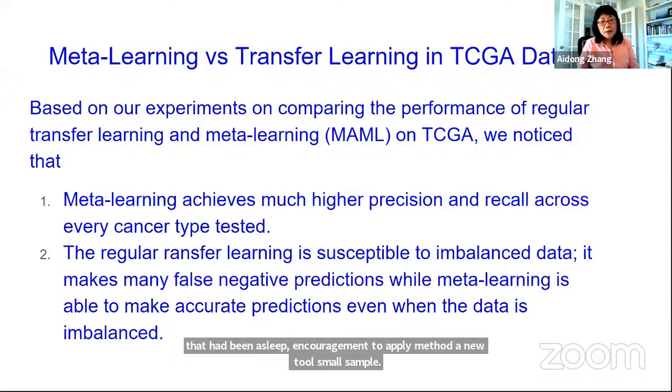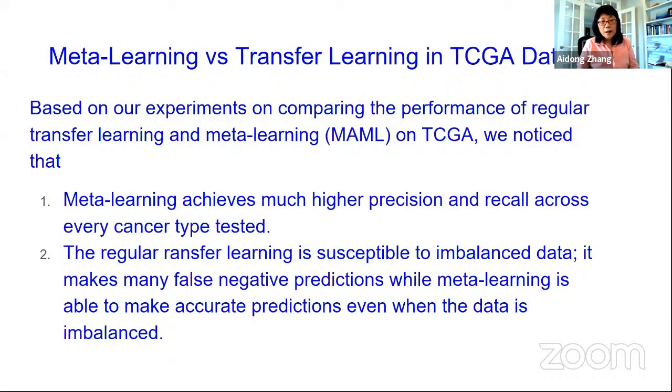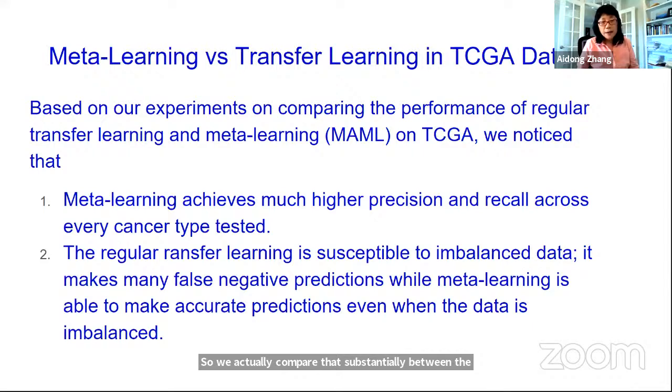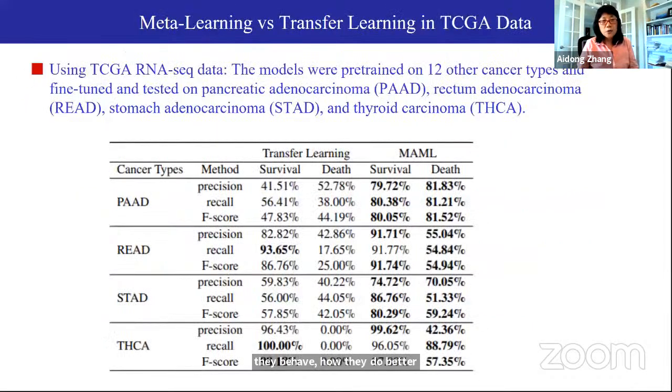So we actually compared transfer learning and meta learning substantially, to see how they behave and how they do better. I want to show you the result of that comparison. We trained the model using 12 different cancers, with transfer learning first.